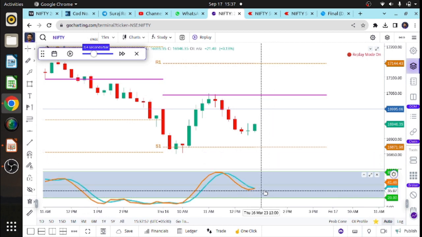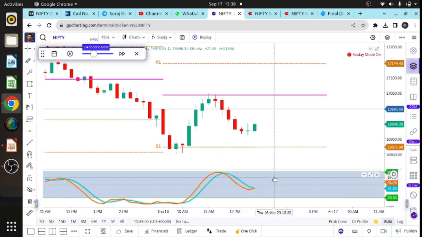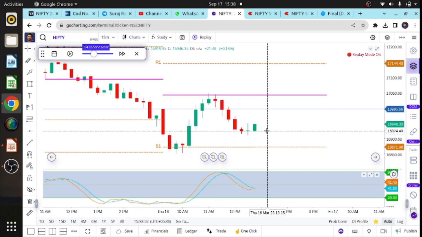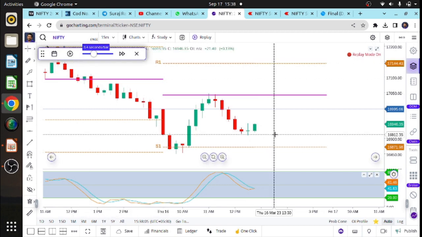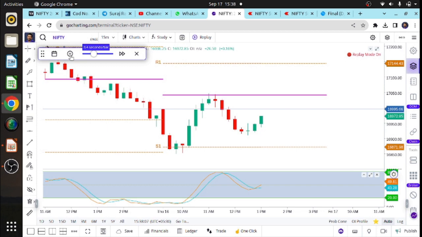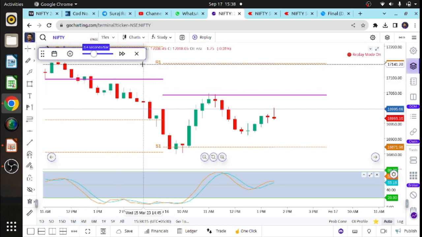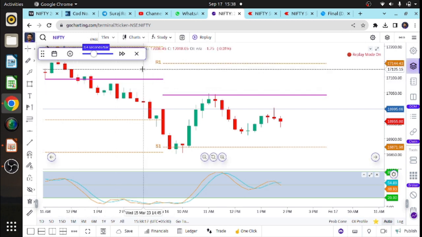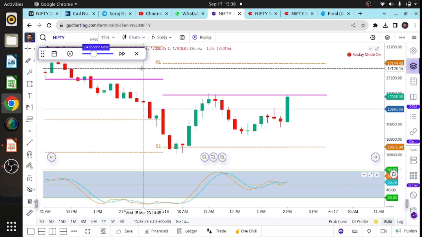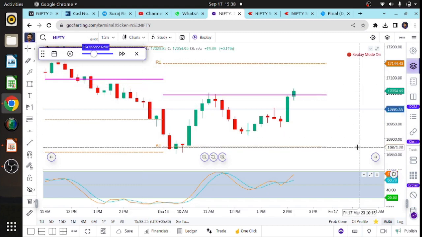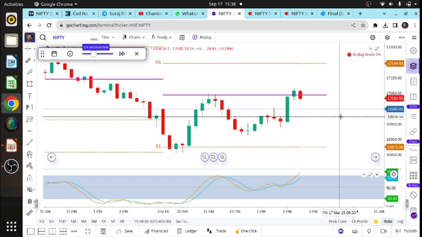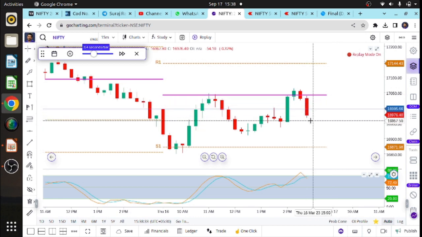Or we can trail the stop loss until stochastic says so. Here stochastic is giving a bullish indication, and price action is also turning a bit bullish. We should exit from the put, and we can take a call, and this time our target is again going to be the pivot point or R1. So it has come to R1. Let's see whether it came to R1 or not, but here we can trail the stop loss.